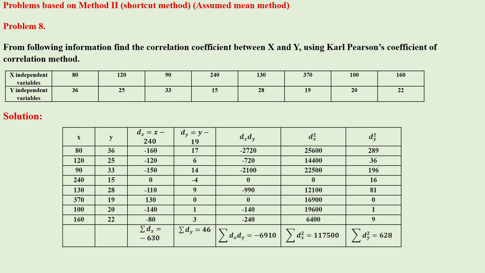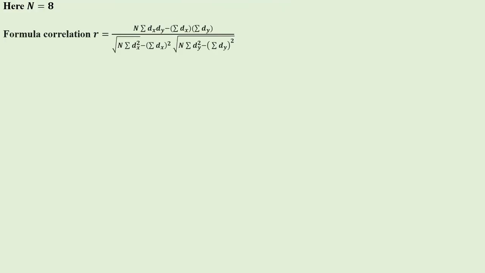Similarly, we find dy square, that is column number 4 square. Dx square is column number 3 square, and dy square is column number 4 square. So 17 square, 6 square, 14 square, minus 4 square, and so on, up to 3 square. Adding all of these, you will get sigma dy square equal to 628. Here n is the number of items, 8.